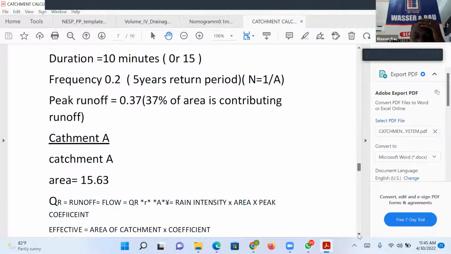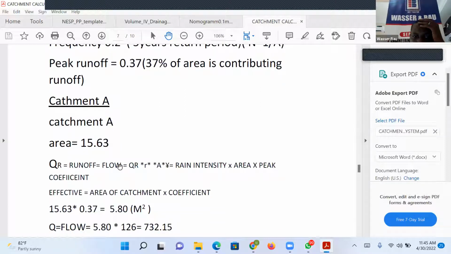So the formula now, as we know, runoff is the same thing as flow. Q is the same thing as runoff, represented by QR. It is R times A times the peak runoff. So the peak runoff now means 15.63 multiplied by 0.37. That will give you 5.82.